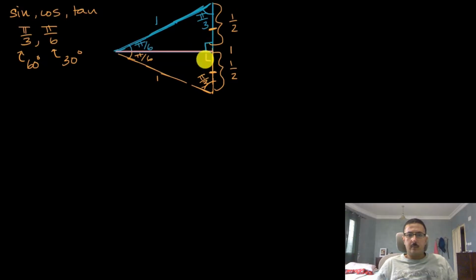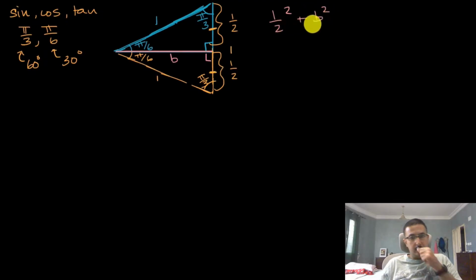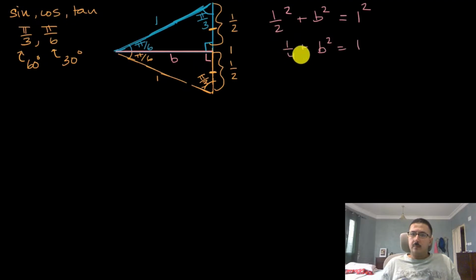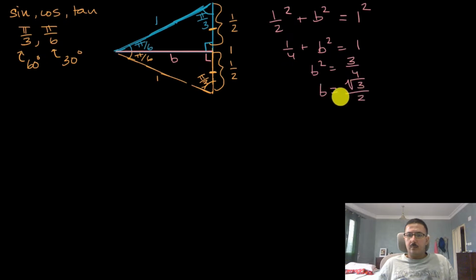Because we have two right triangles, we could use either one. But if we just use this bottom right triangle here, the Pythagorean theorem tells us that 1/2 squared, let's call this b, so plus b squared, and I'm just pattern matching, a squared plus b squared is equal to c squared, where c is the length of the hypotenuse, is equal to 1 squared. And so we get that 1/4 plus b squared is equal to 1, or subtracting 1/4 from both sides, b squared is equal to 3/4. And then taking the principal root of both sides, we get b is equal to the square root of 3 over 2.